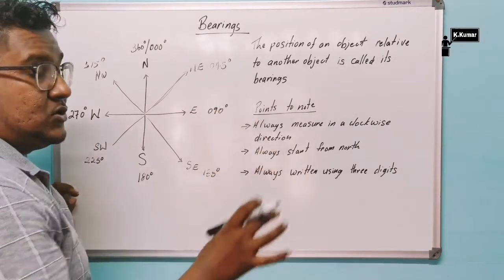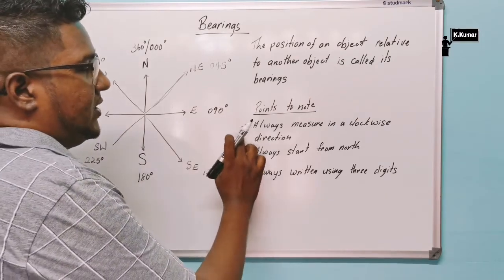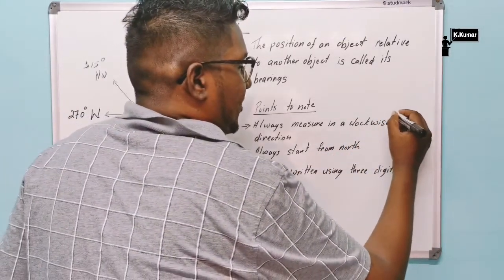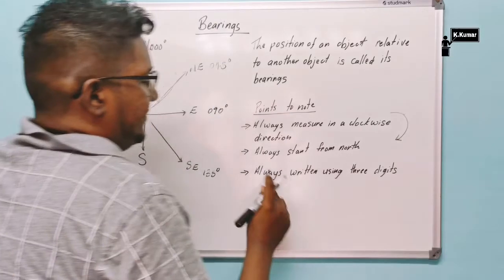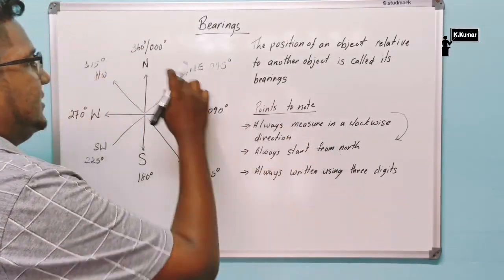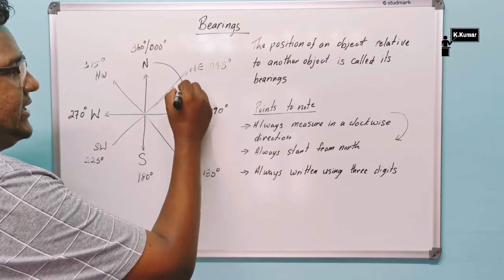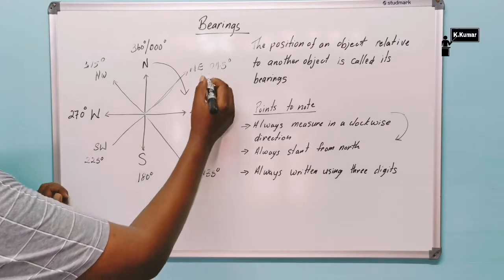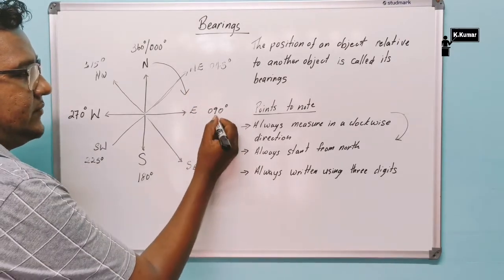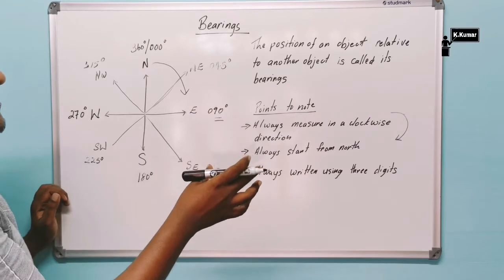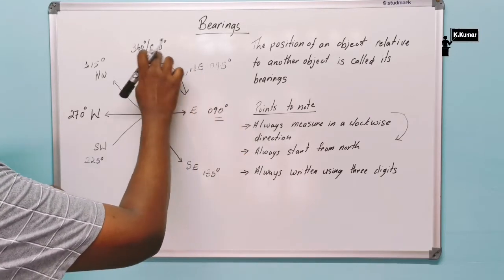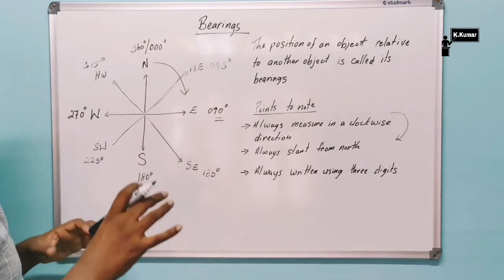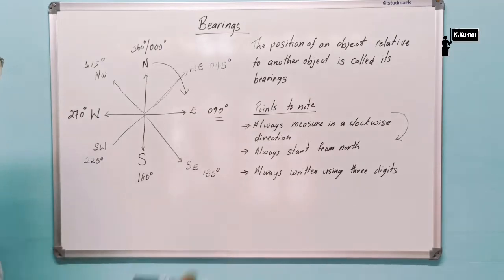Some points to note when dealing with bearings: 1, always measure in a clockwise direction. You know how the clock works, right? We always go in this direction. We always start from north. That means we're starting from north and going in a clockwise direction, and it's always written using 3 digits. If you notice, I didn't just write 90, I wrote 090, because bearings are written in 3 digits. Same here, 000. When we're looking at these angles, they're all written using 3 digits.